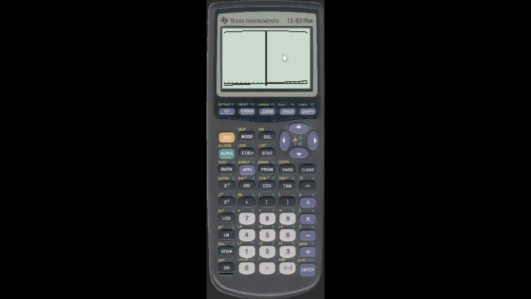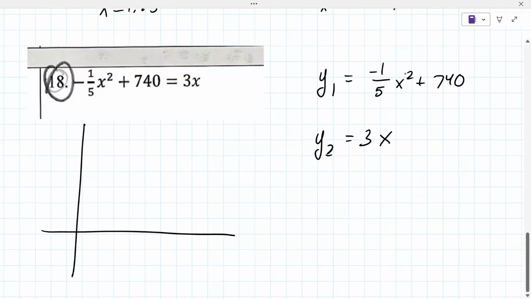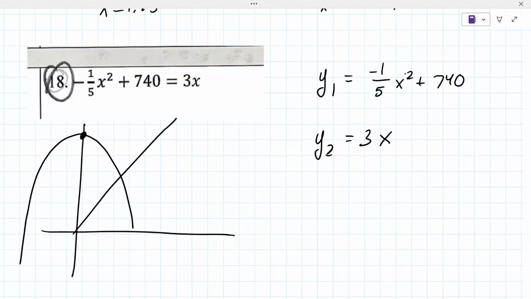So this is where we've got to go back to what we think the graph looks like. I'm going to go back to the other screen for a moment. Do you remember what the graph of a minus 1/5 x squared looks like? Roughly, could you describe that? Was it a parabola? It is. And it starts at 740. It comes down like this, and then the 3x goes up like that, and then this goes down that way. So we need a pretty big window to figure this out.